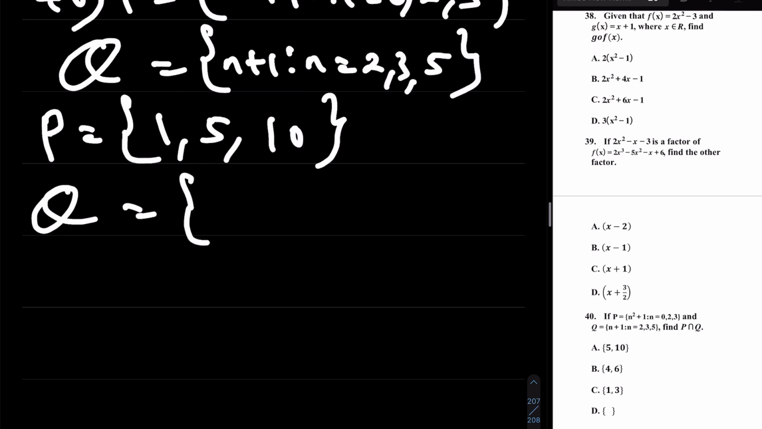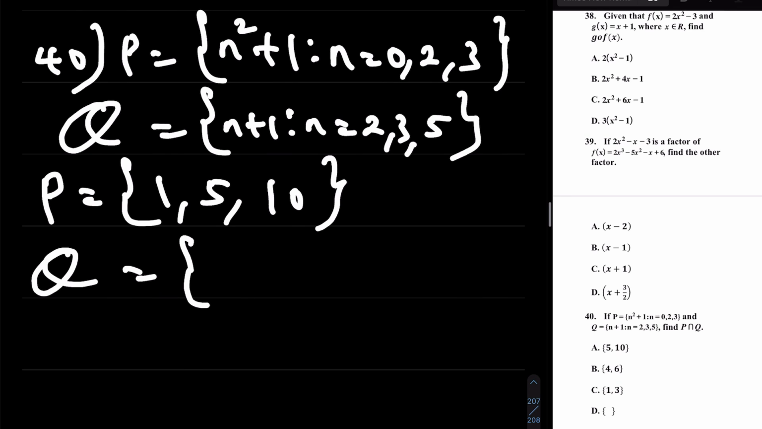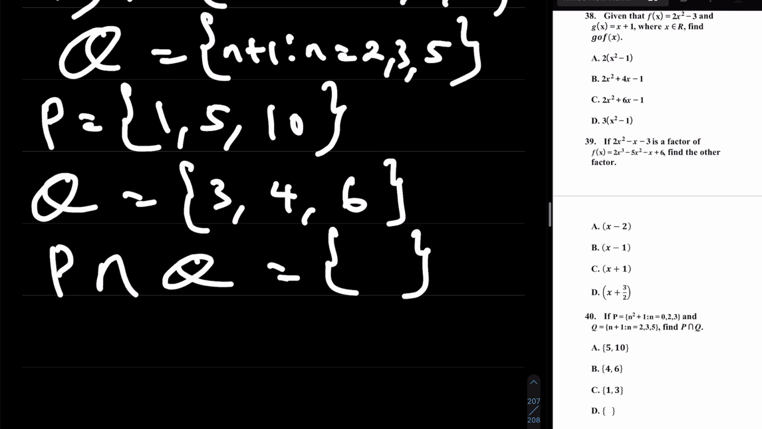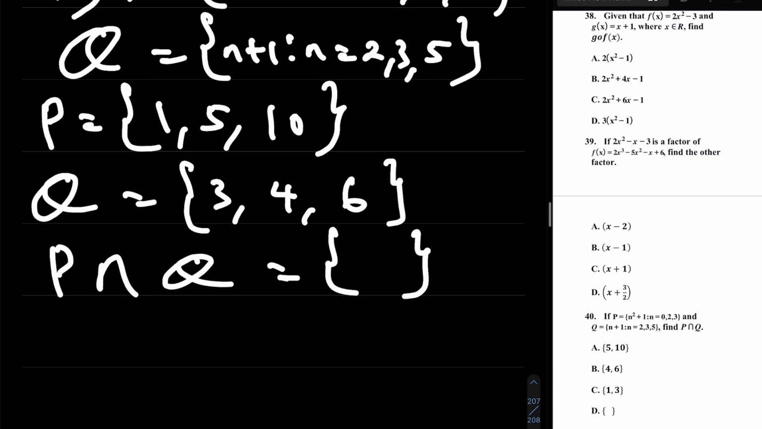For Q, the elements of Q are n plus 1 such that n equals 2, 3, 5. So 2 plus 1 is 3, 3 plus 1 is 4, and 5 plus 1 is 6. So these are the elements of Q. That therefore means the set P intersection Q has elements. The set P intersection Q doesn't have any elements, it is empty, because there are no common elements to sets P and Q. That therefore means the set P intersection Q is empty, and the correct option is D.